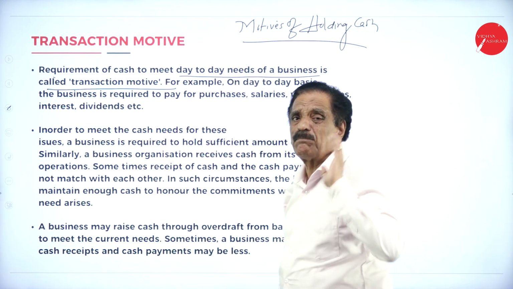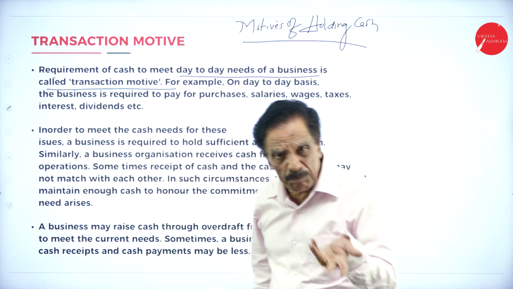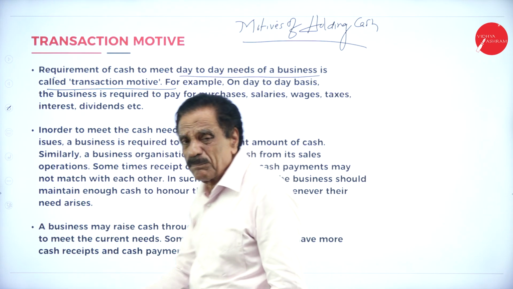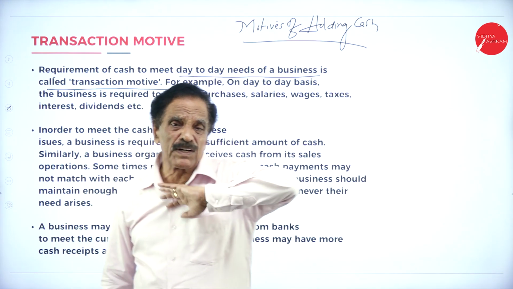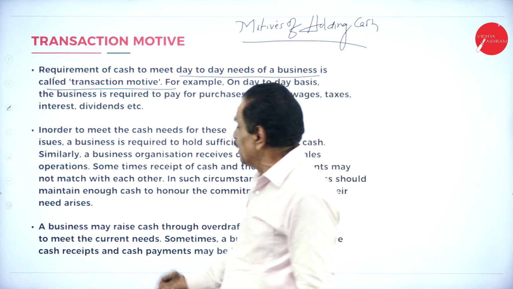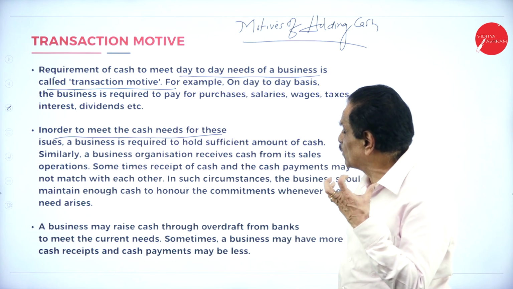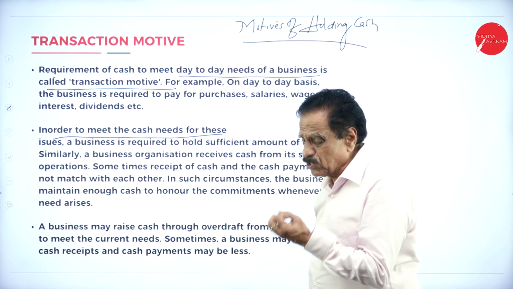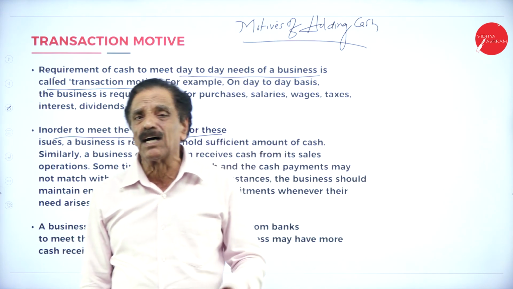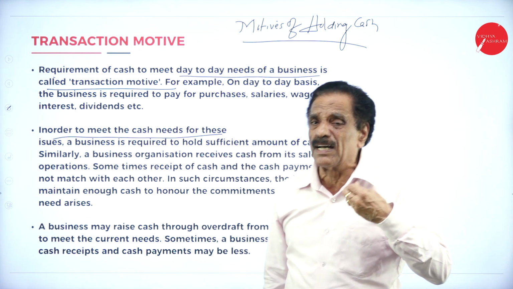For day-to-day operation, we require the cash. We have to purchase the material. We have to pay the salary. We have to pay the wages. We have to pay the taxes. We have to pay the interest. We have to pay the dividend. For day-to-day transactions, we involve the transaction motive in order to meet the cash needs. A business is required to hold a sufficient amount in order to pay the dividend, the taxes, the wages, and the salary.